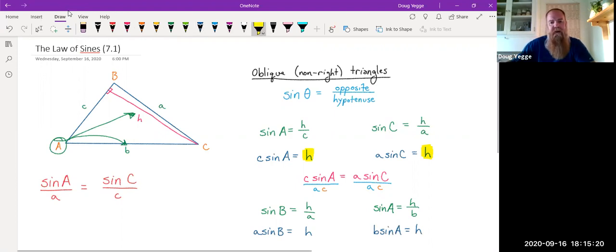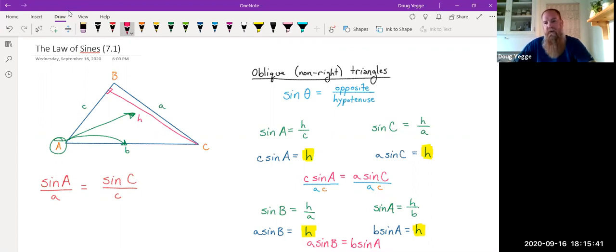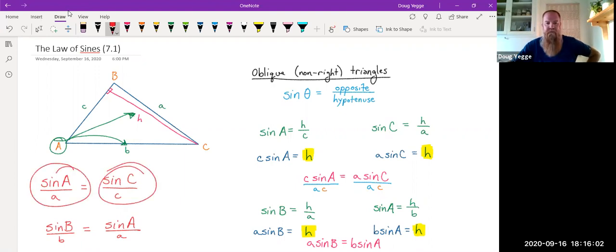And since each of those heights are equal to each other, that must mean that A times sine of B is equal to side B times sine of angle A. But for the same reason that we wanted to get the variables on one side, the angles and their corresponding sides, we could divide this and see that sine of B over B is equal to sine of angle A over A. But notice how sine of angle A over A is also equal to sine of angle C over C.